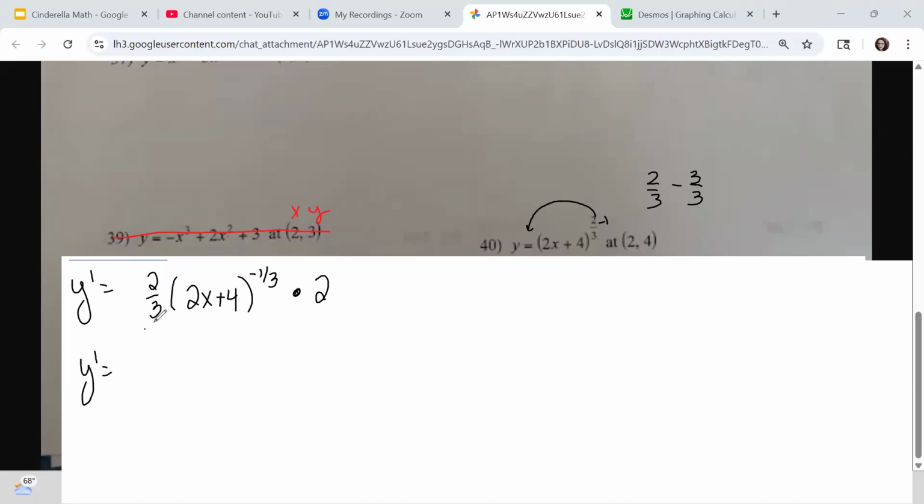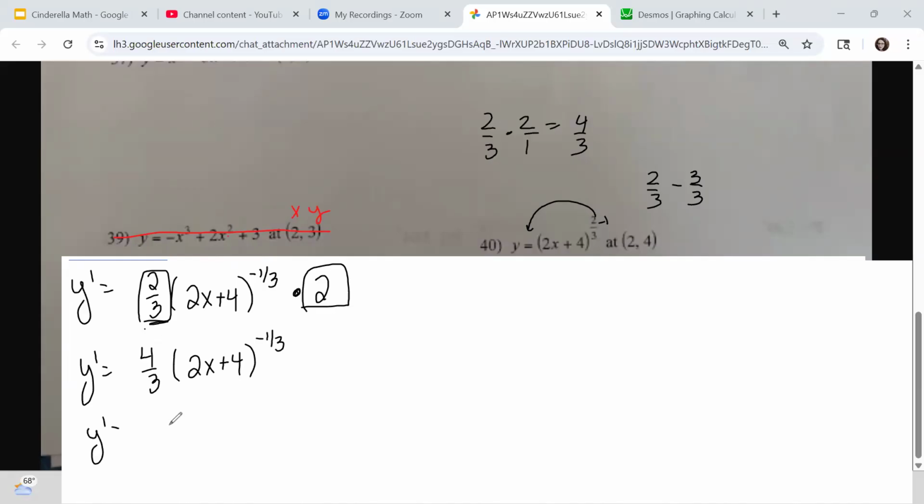And then let's clean this up. 2/3 times 2 is 4/3. Okay, so we have 4/3 and then that parenthesis stuff to the negative 1/3. And then let's clean it up by sending the negative power downstairs. So we have 4 over 3. You can split the fraction like that. And then this would be 2x plus 4 to the positive 1/3 once it comes downstairs. Or you might have learned in pre-calc or even algebra 2 that a 1/3 power is a cube root. You can do it either way. It doesn't matter. So there's our derivative.